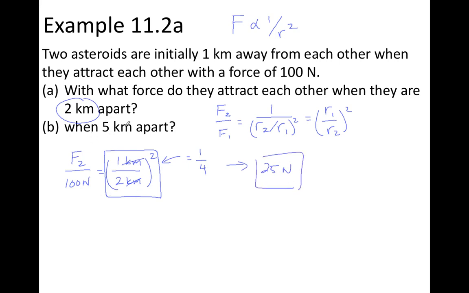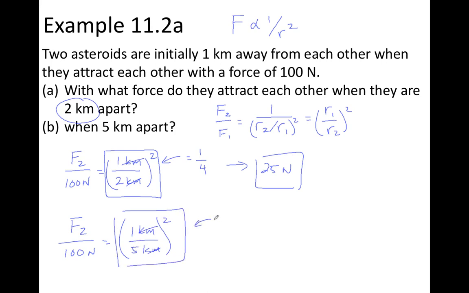Okay, well, what if we go to 5 kilometers apart? So if you can reason this out like we did before, doubling the distance quarters the force. Well, what if we multiply by 5? 5 squared is 25. We are then going to reduce the force by a factor of 25. Or if we do it the long way, we can say F2 over F1, which was 100 newtons, is the original distance, 1 kilometer, over 5 kilometers squared. Inside here, we have 1/5 squared. 1/5 squared is 1/25th. And 1/25th of 100 is 4 newtons.